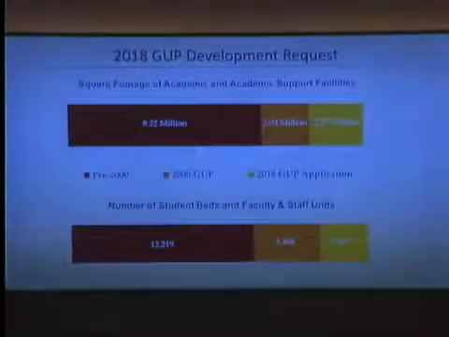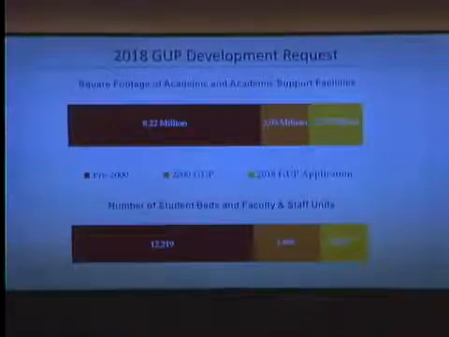So to put this application in perspective, I've got a graph that shows the pre-2000 amount of academic space on the campus, the amount that was applied for and approved in the 2000 general use permit, and then the amount that is being applied for as part of the 2018 general use permit. And the same data for the number of housing units.